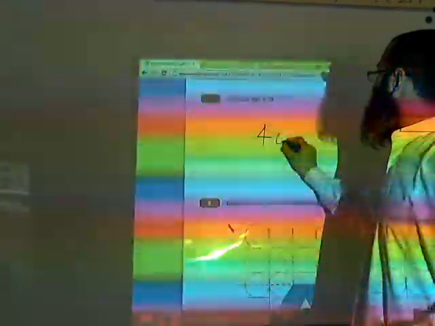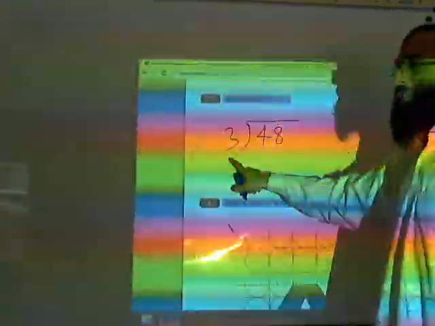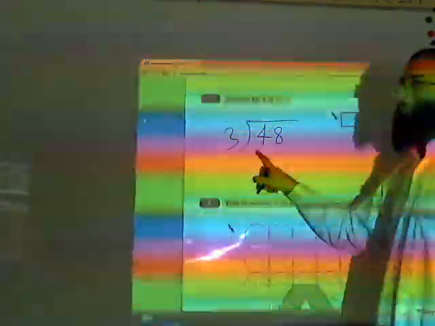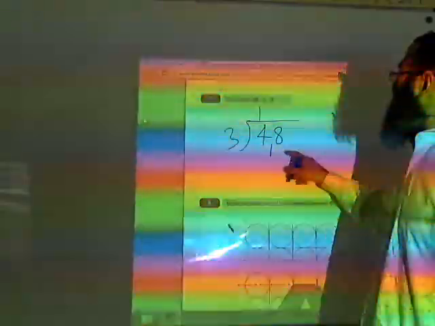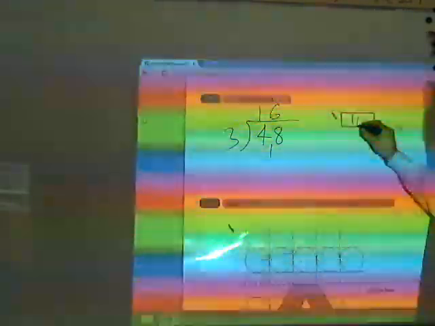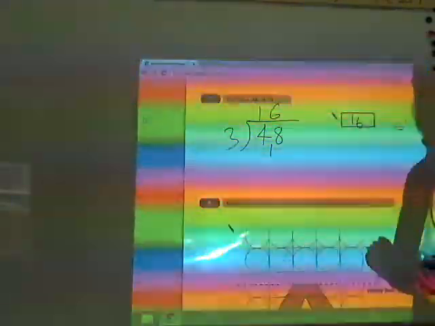Okay, is that our next question? It goes, calculate 48 divided by 3. So what's the technique that we use for this? The bus stop method. How many 3's will go into 4? 1, remainder 1. How many 3's go into 18? 6. Answer 16.